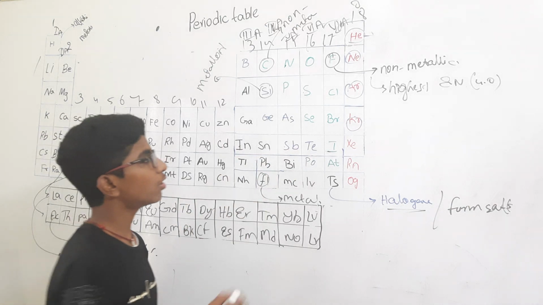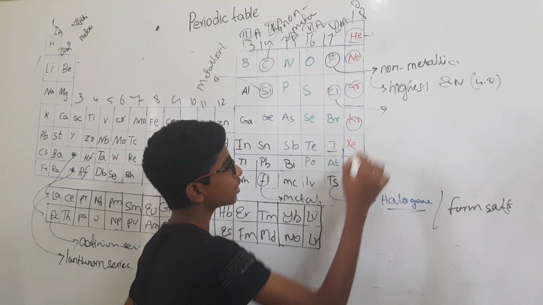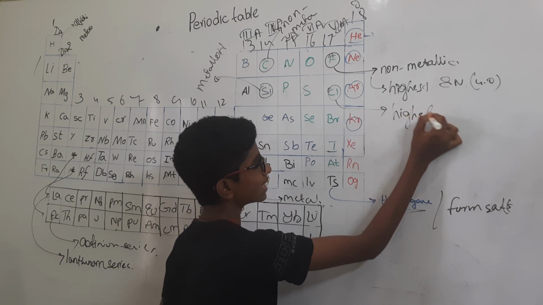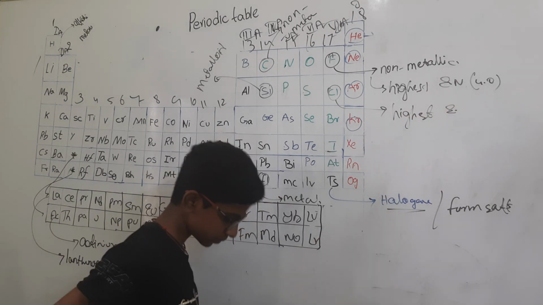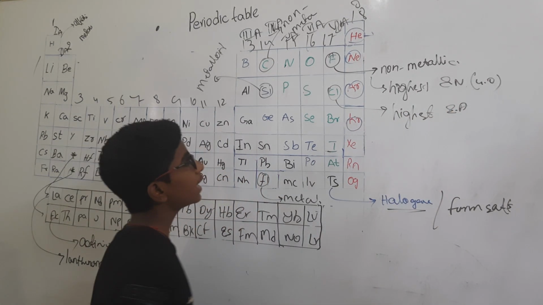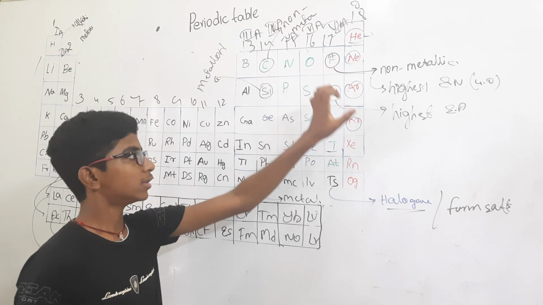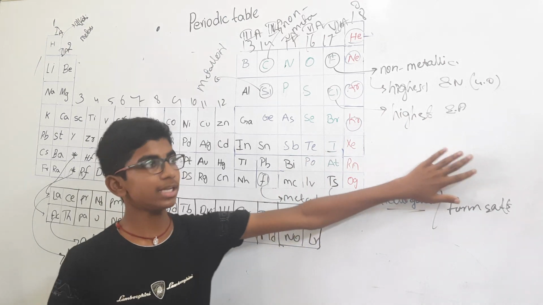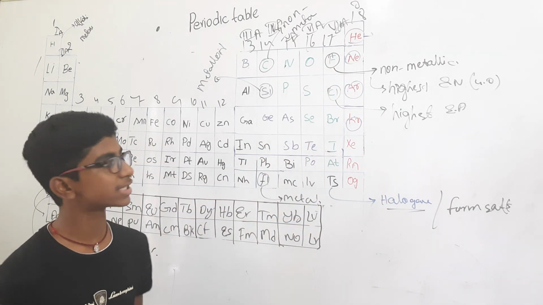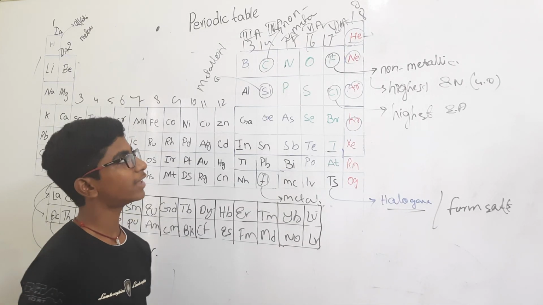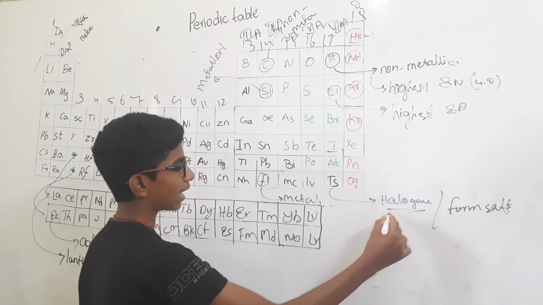Chlorine also has a unique specialty. Chlorine has the highest electron affinity, higher than fluorine, due to the small size of fluorine. Okay, these are the main characteristics of the 7th A group, or halogen group.